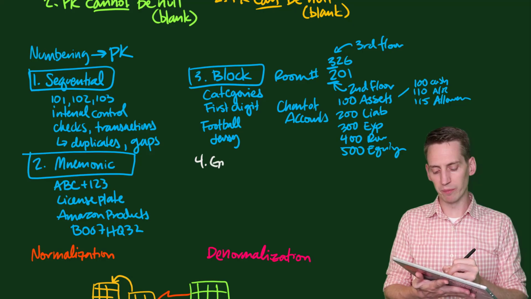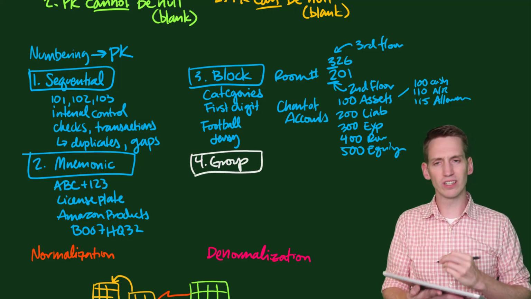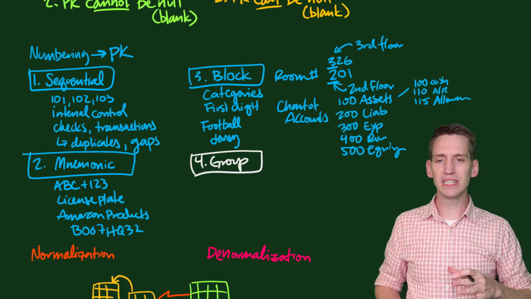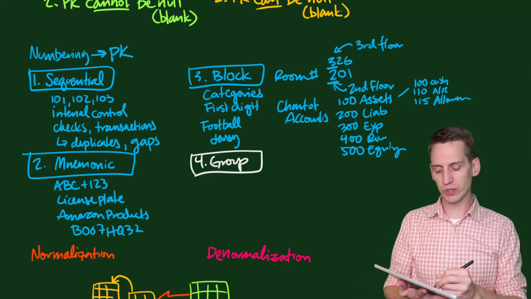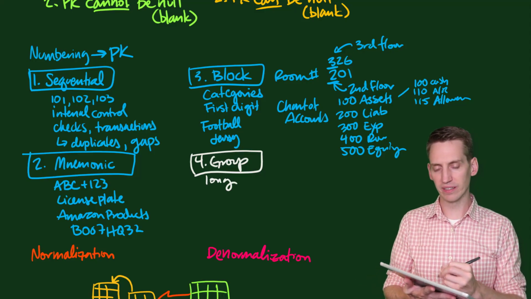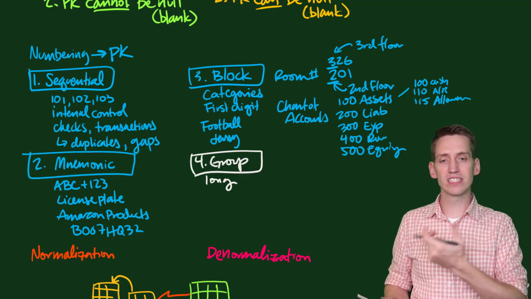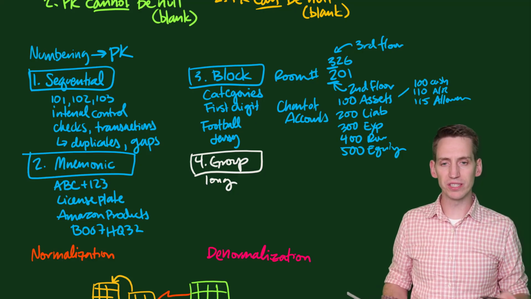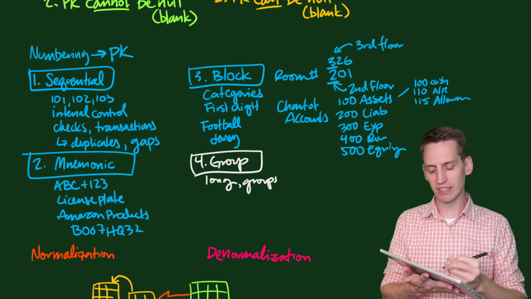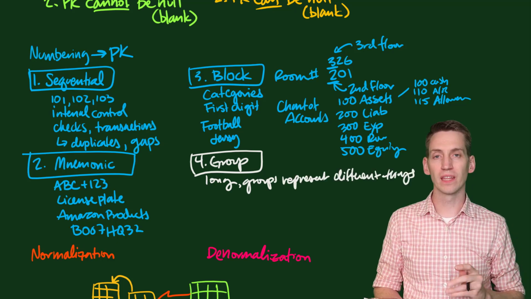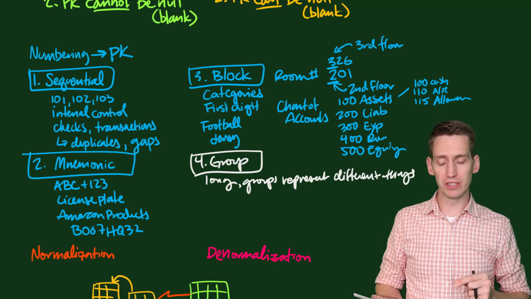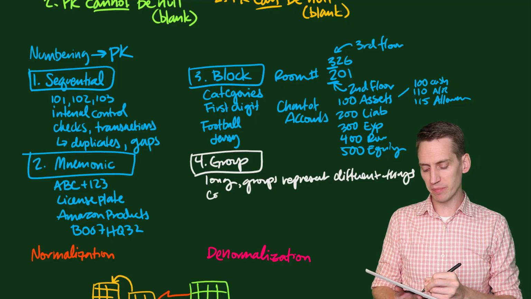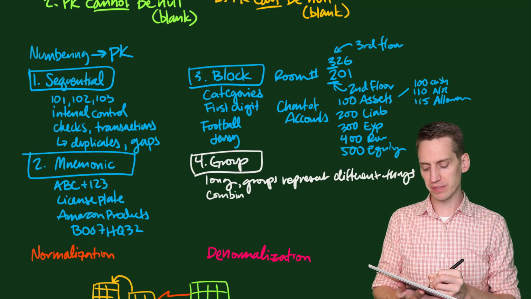Finally, we have group numbers. And group numbers are a special category of numbers because what it means is basically we are going to create a long number that includes different parts that represent different components. And our groups represent different things. The other thing to remember about group numbers is that these can be combinations of other numbering schemes.